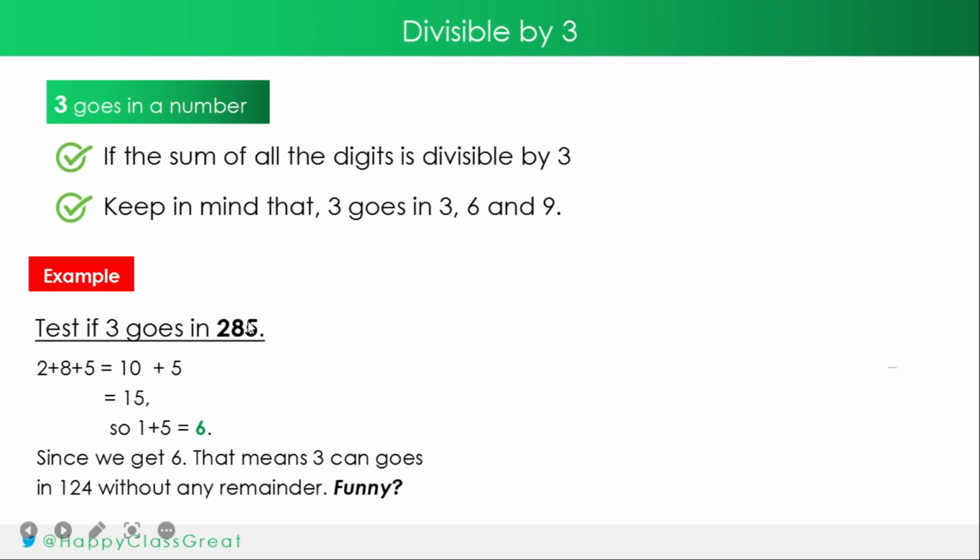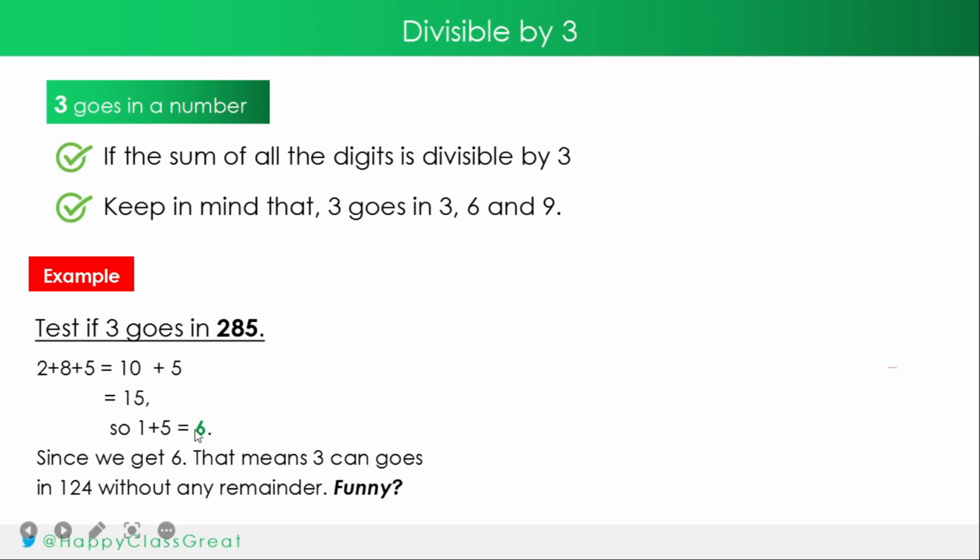Now if you add all the numbers together, like we had 2 plus 8 plus 5, we get 15, then 6. Let's assume that you had any number. You see a number, you want to test if 3 goes in the number, and you add the digits together like I did here. I will still give you one more example, don't worry. If you add it together and we get 3, or 6, or 9, you know that 3 can go in the number without remainder.